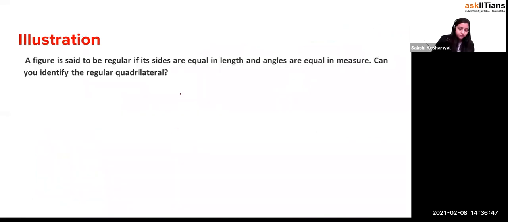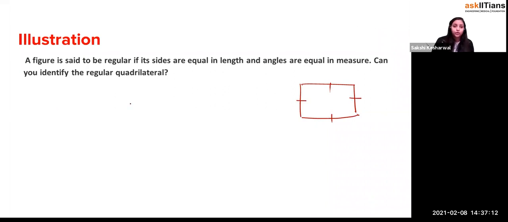Okay. It says that a figure is said to be regular if all sides are equal in length and angles are equal in measure. Can you identify the regular quadrilateral? So this is easy, right? What is a regular polygon? It means all sides are equal, right? Yes, all sides are equal. Okay, and the sum of the angles of a quadrilateral is 360 degrees.